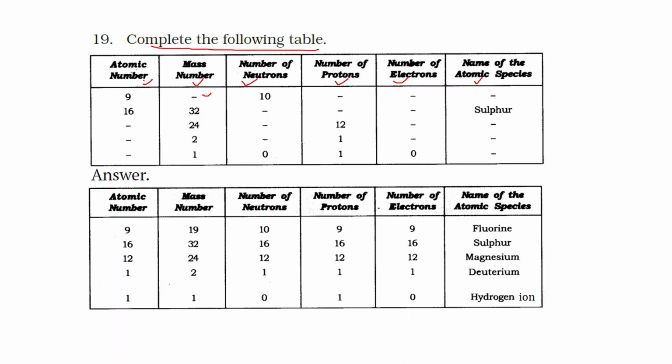Now, come to atomic number 9. If atomic number is 9, then we can say the number of protons is also 9. That's why at this place 9 is there. And this is a neutral atom, that's why the number of electrons is also 9. Now, what is mass number? Mass number is the number of neutrons plus protons. The number of neutrons is 10 and protons are 9, that's why at this place we will get 19. If atomic number is 9, which is the element? Element is fluorine.